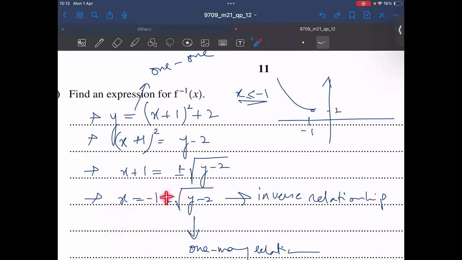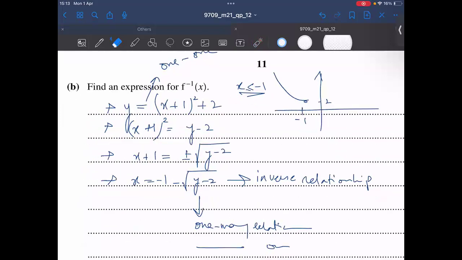If I would include plus square root of y minus 2, then it would yield values of x that are greater than minus 1. If I would include only minus square root of y minus 2, then it would yield me values of x that are less than or equal to minus 1. So for this domain, I have this relationship as 1-on-1, and for this domain, I'm going to have my inverse relationship that's also going to be 1-on-1, and in that I'm going to have only minus 1 minus this. Is it clear to both of you or not?